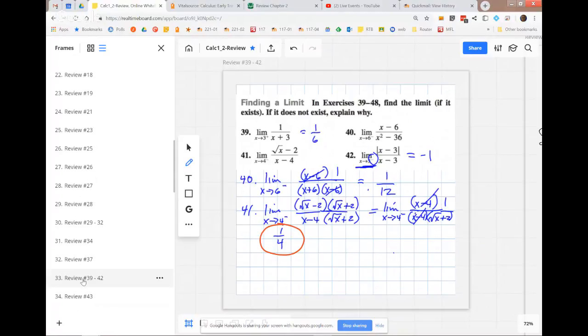So I had to multiply top and bottom of this fraction by the conjugate of the top. On top, that gave me an x minus 4. Thankfully, that allowed me to cancel with that x minus 4 on the bottom. Now can I substitute as x approaches 4 from the left? Yeah. Square root of 4 is 2. 2 plus 2 is 4. So the answer is 1/4.